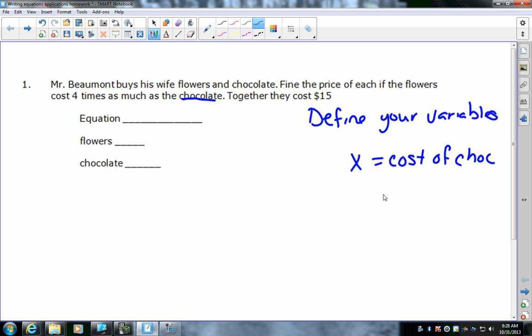Now, the flowers is 4 times as much as the chocolate. So you're going to have 4 times X for the flowers. Now it says together they cost $15. So to write your equation, we're going to have X plus 4X equals 15. Now to be able to find the price of the flowers and the chocolate, we're going to have to solve that equation.